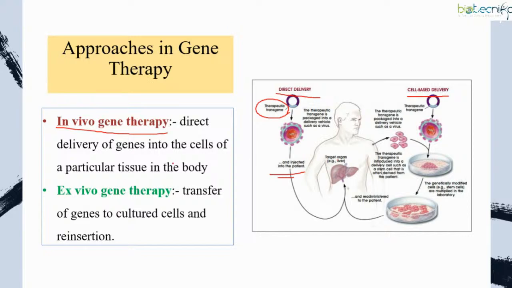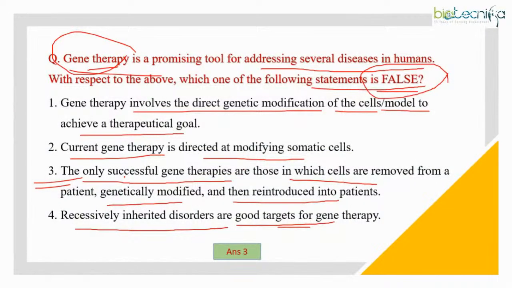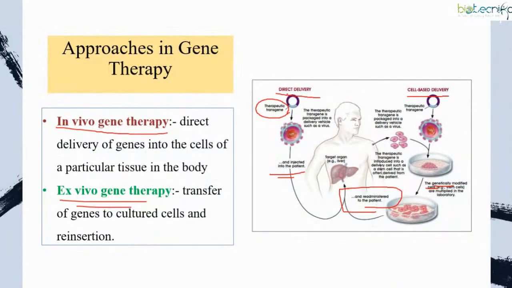Another one is the cell-based delivery, or we can also call it ex vivo gene therapy. In this case, first the stem cells are isolated from the patient itself and grown in the lab. You carry the therapeutic gene in a vector, and you combine these together. What you get is genetically modified cells. They undergo multiplication under in vitro conditions. After the multiplication, they are re-administered back to the patient. So that is what is mentioned in the third point. This approach is successful, and at the same time the direct approach is also successful. Both the approaches are applicable.